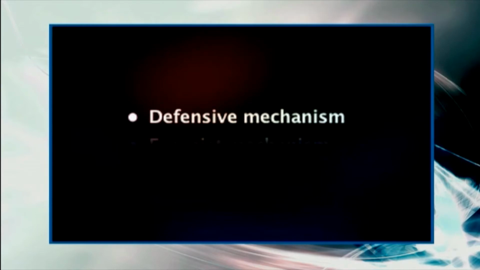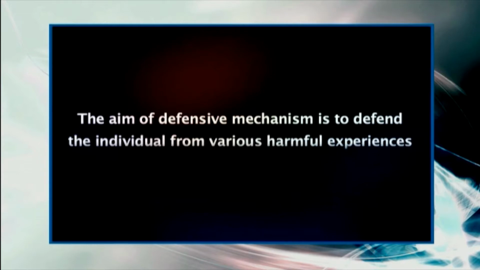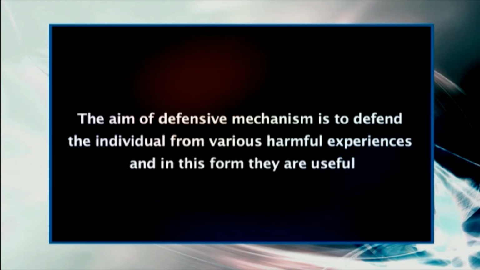All the mental mechanisms can be divided into two categories: the defensive mechanism and the escapist mechanism. Defense mechanisms are usually unconscious mental mechanisms by which psychic tension is diminished. The aim of defensive mechanisms is to defend the individual from various harmful experiences, and in this form they are useful. Defensive mechanisms help in individuals' adjustment. Through their medium, the individual protects himself from very injurious circumstances, and this improves his adjustment.